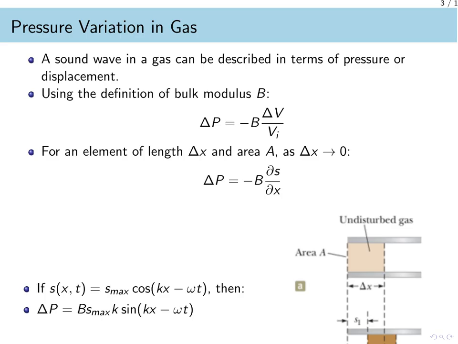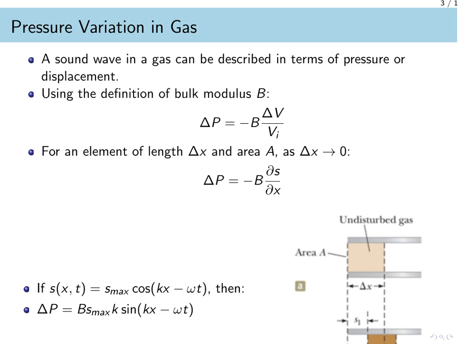A sound wave traveling through a gas can be described using two different perspectives: the displacement of the gas elements or the resulting variations in pressure. To understand the pressure change, we use the definition of the bulk modulus, represented by the capital letter B. The change in pressure is equal to the negative bulk modulus multiplied by the fractional change in volume.